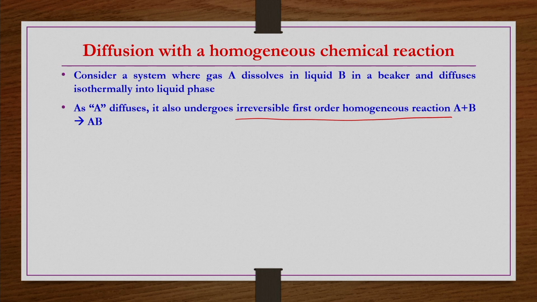And then here A, B and AB are there. So, it is not a binary system, 3 components are there. So, what we do? We assume this AB is present in very small amounts, so that we can have a pseudo binary system. Examples where we can have such kind of situations are absorption of CO2 by concentrated aqueous solution of NaOH.